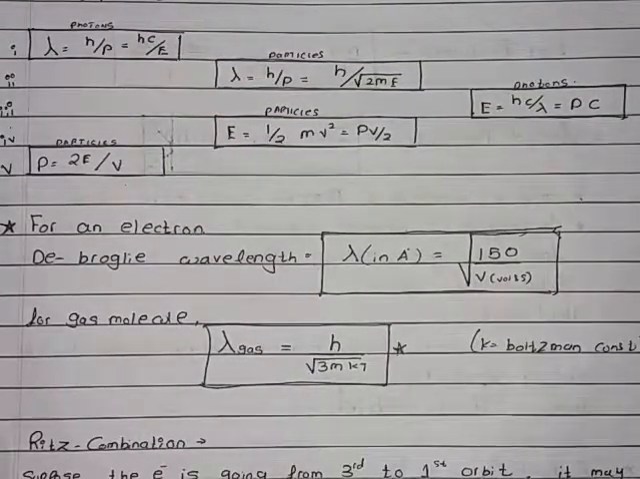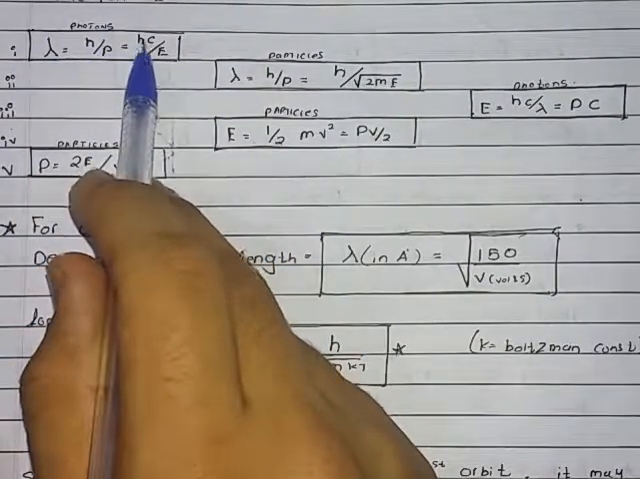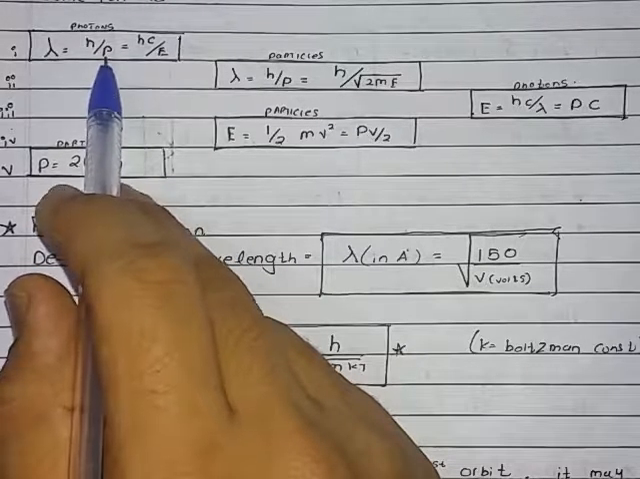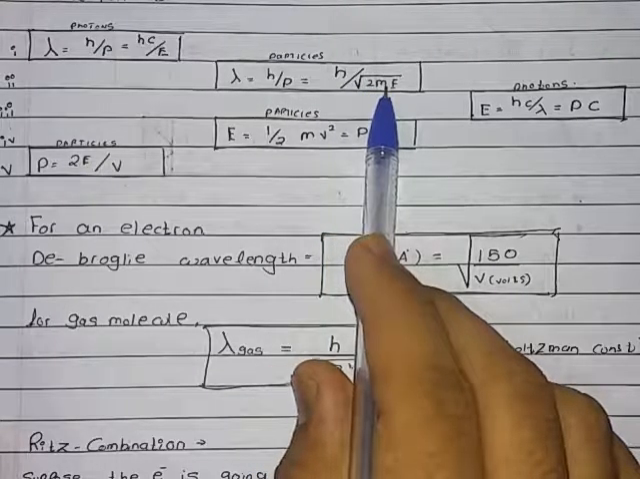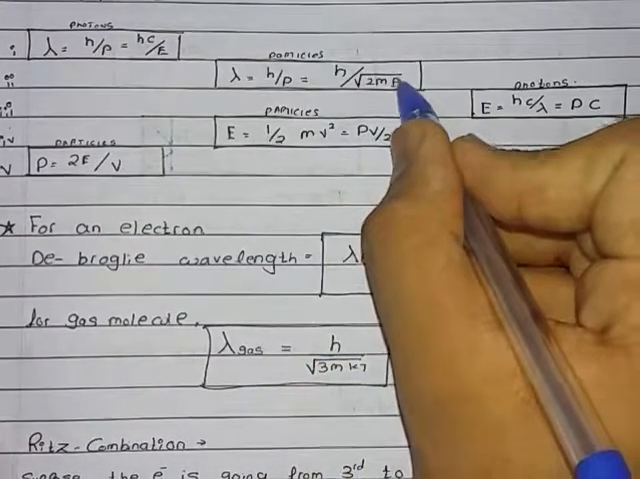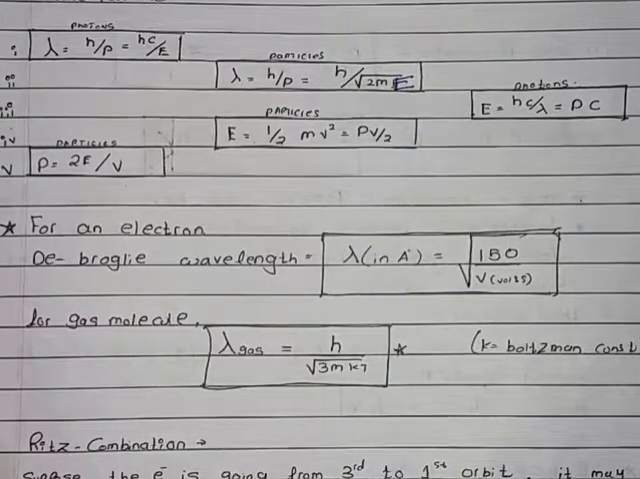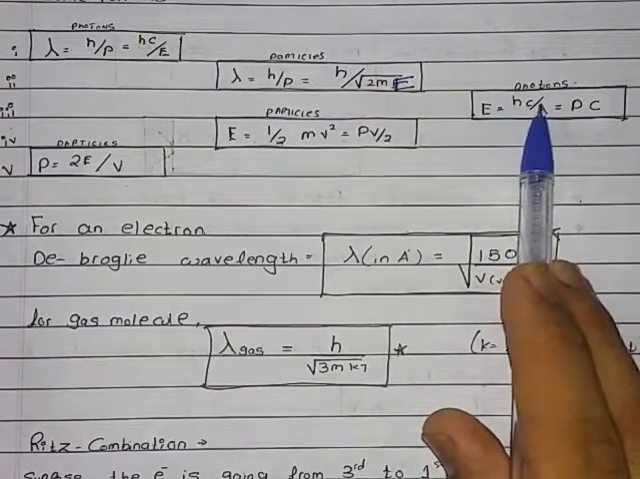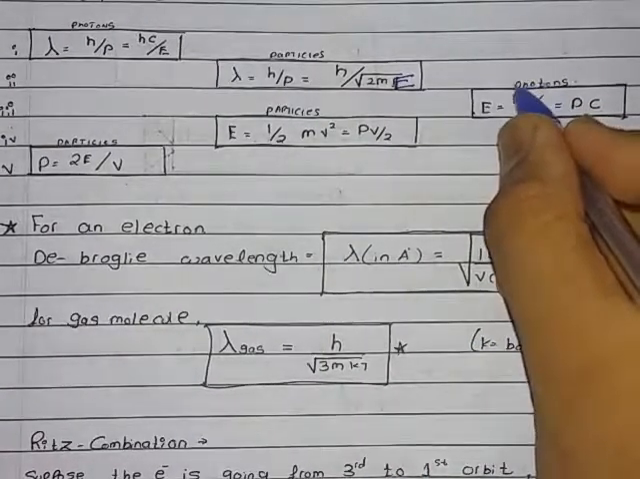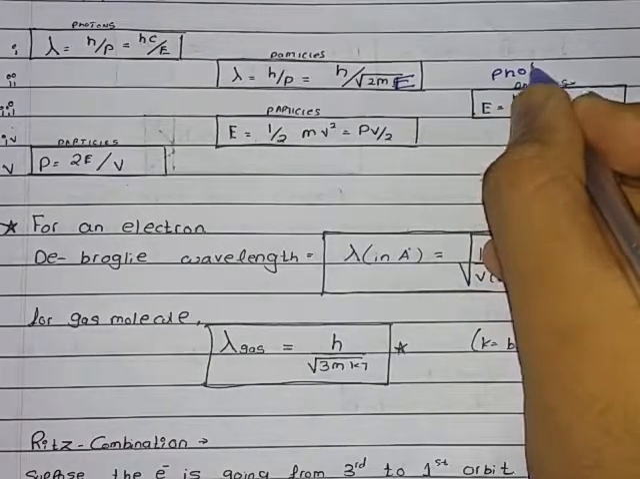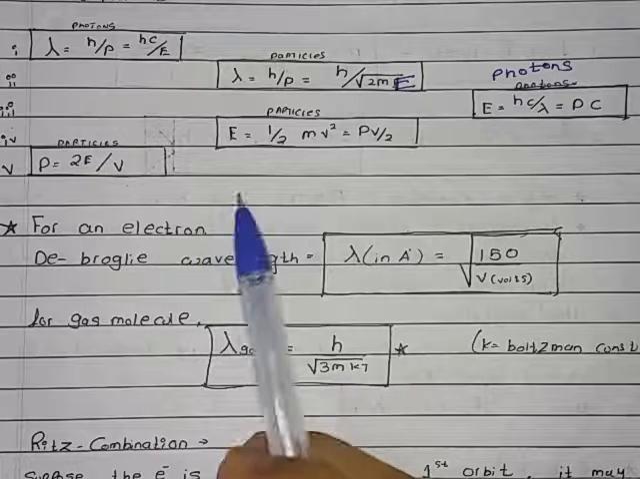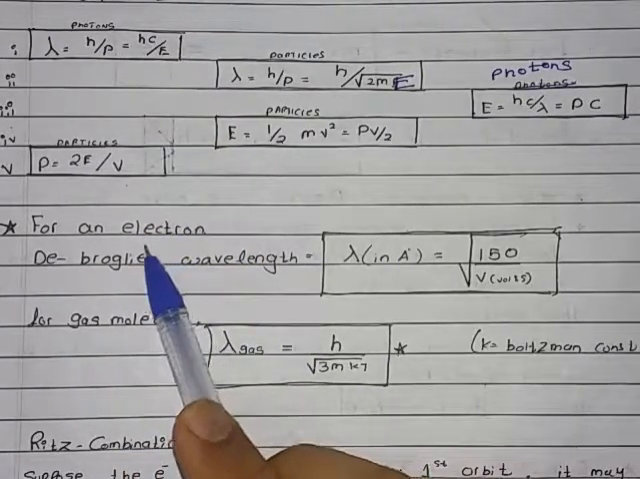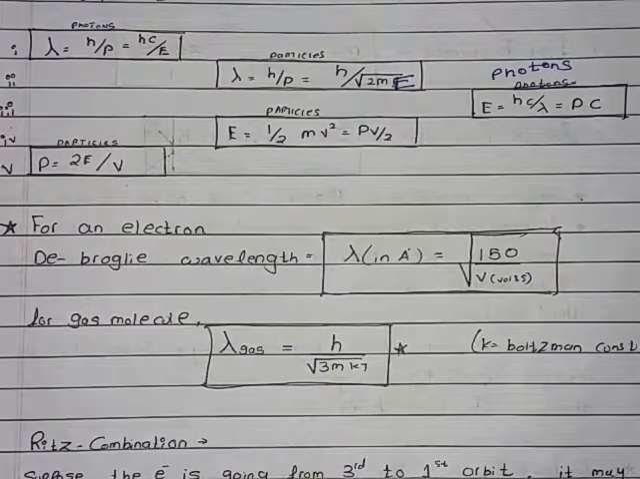Some formulas. For a photon, lambda equals hc by E, that is h by p, since by above. For particles, lambda equals h upon p, that is h upon under root of 2mE, where E is the kinetic energy. For photons, E equals hc by lambda. For particles, E equals half mv square. For particles, P equals 2E by v. We know what photons are.